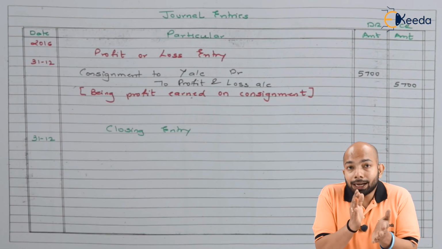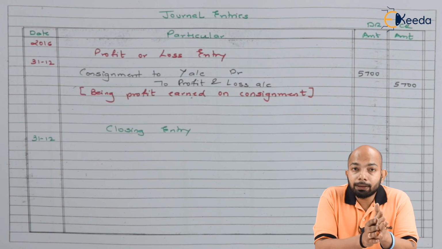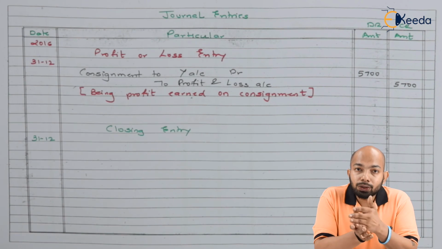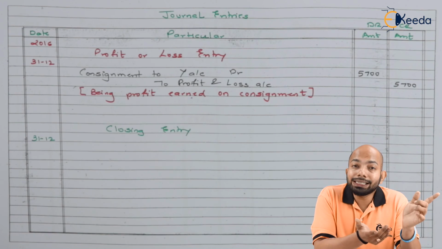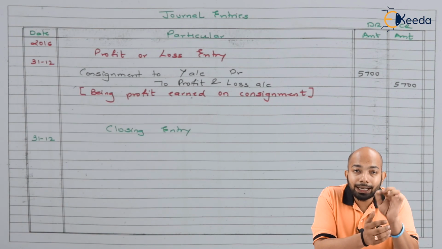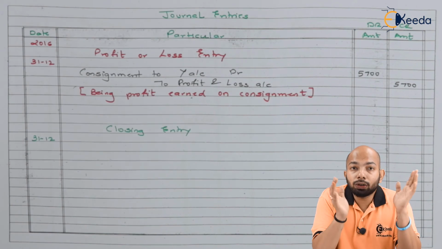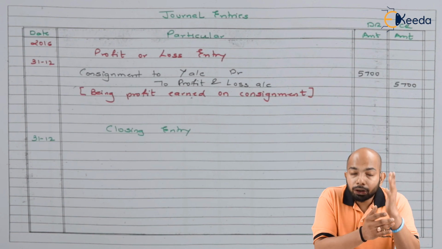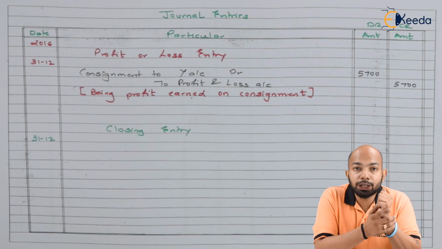As you can see, we have passed the entry as well, which states consignment to Y account debit to profit and loss account. This is the same journal entry that we have passed, and the effect is also seen in the ledger account, which states that on the consignment to Y account, the ledger that has been created, on the debit side it has been mentioned as to profit and loss account, amounting to 5,700.